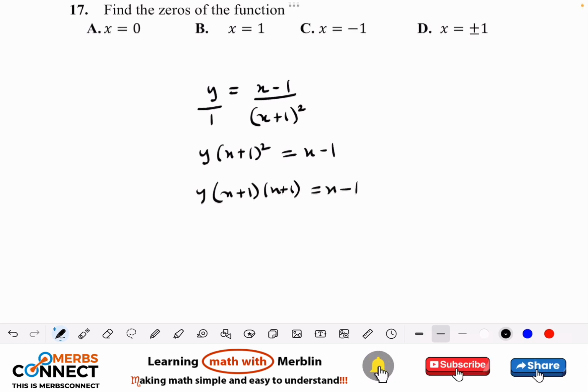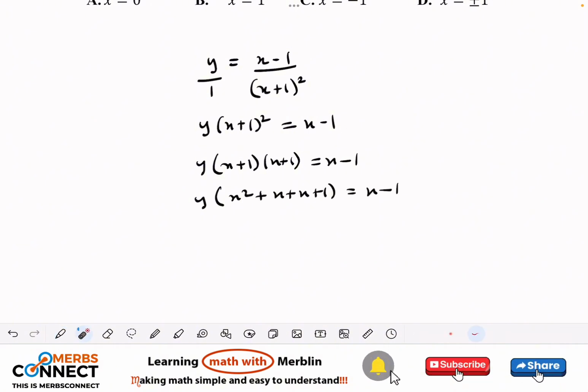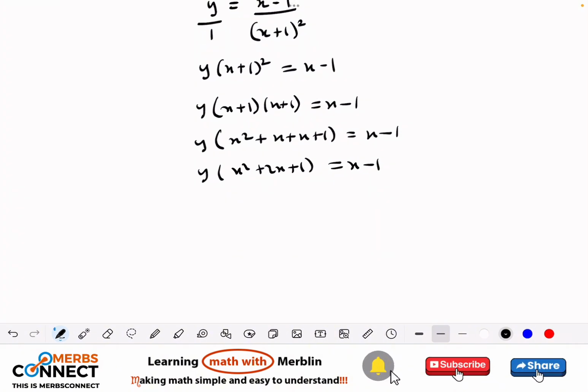What can I do now? I can expand this to have x squared plus x plus x plus 1 is equal to x minus 1, right? So expand this. Then y times (x squared plus 2x plus 1) is equal to x minus 1. Multiply through by y, and we are going to have yx squared plus 2yx plus y is equal to x minus 1.